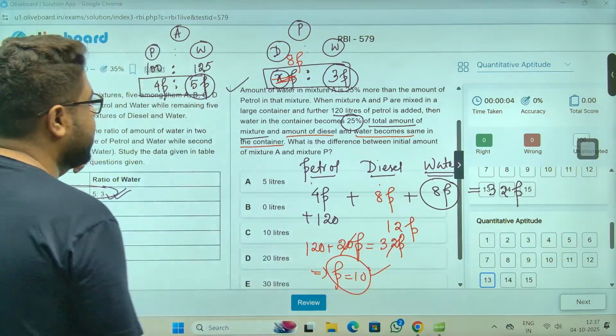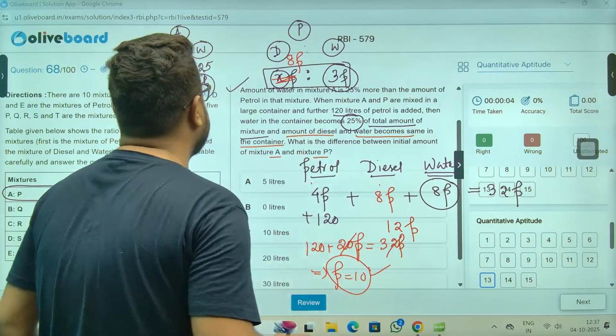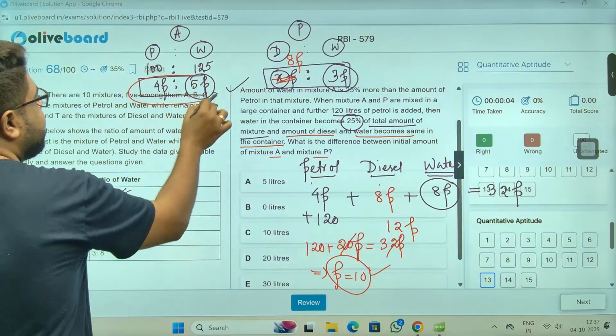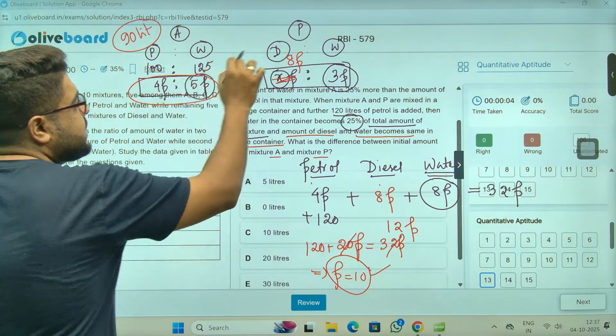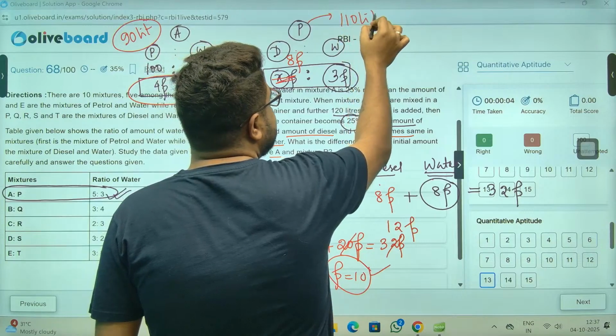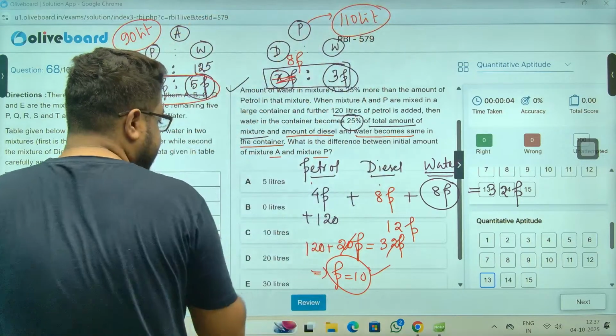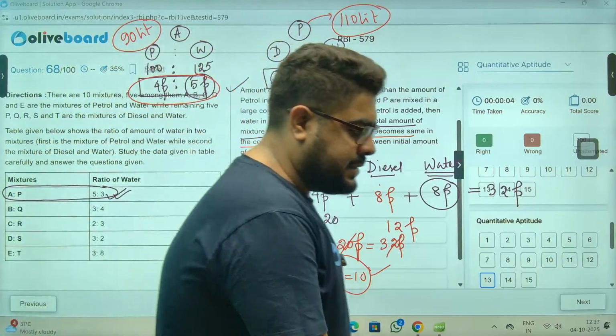So now they are asking the difference between the initial amount of mixture A and mixture P. So the initial amount of mixture A was 9p, meaning 90 liters. Initial of P, sir, 8p plus 3p, 11p, meaning 110 liters. So the difference will be 20 liters. Option D is the answer, sir.